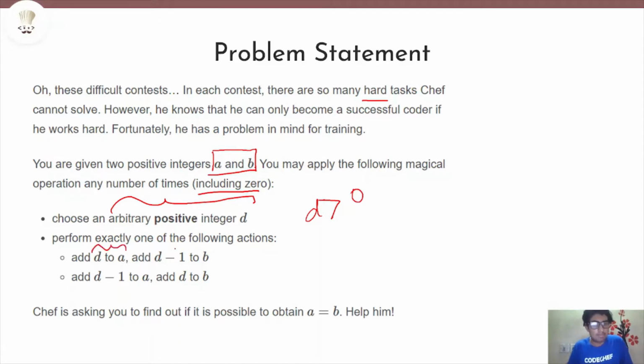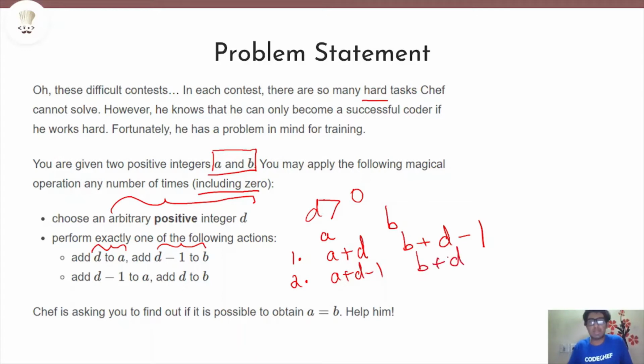Add d to a and add d minus 1 to b. So originally, before the operation, if the values are a and b, after the operation, one kind of operation we can perform is add d to a, so the new value will be a plus d, and add d minus 1 to b, so the new value of b will be b plus d minus 1. This is one operation. The other operation that we can perform is add d minus 1 to a, and add d to b. So this is the second operation that we can perform.